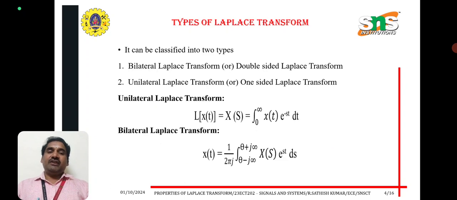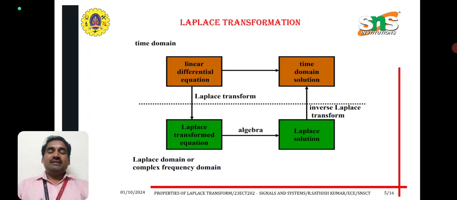It can be classified into two types, that is bilateral Laplace transform or double-sided Laplace transform, and unilateral Laplace transform or one-sided Laplace transform. Unilateral means we take the limits from 0 to infinity, x of t into e power minus st into dt. Bilateral means we take the limits from minus infinity to plus infinity, x of s is equal to integral of x of t into e power minus st into dt. This is the time domain to frequency domain representation.